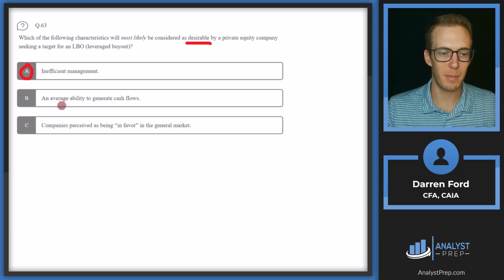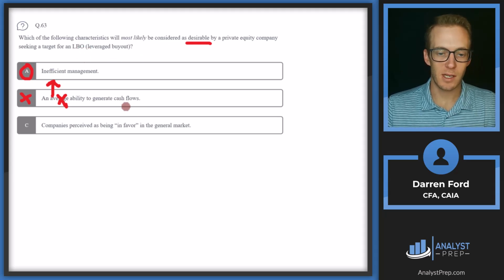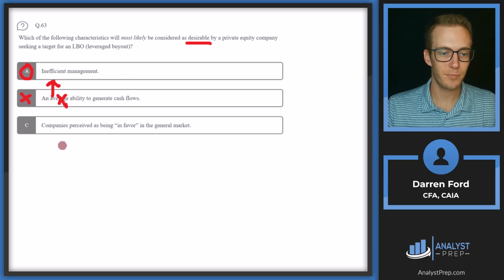Let's make sure we can rule out B and C. B, an average ability to generate cash flows. We can rule that out. We don't want an average ability. We want above average ability to generate cash flows because we're going to be using a lot of debt in these leveraged buyouts, and so the company needs to be able to generate a lot of cash flow to pay off that debt service over time.